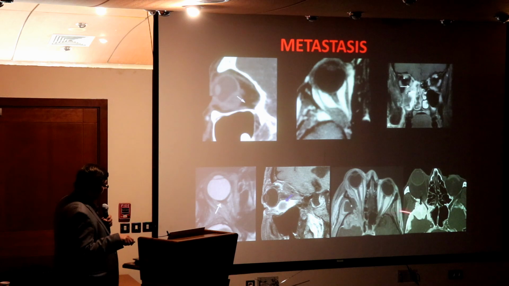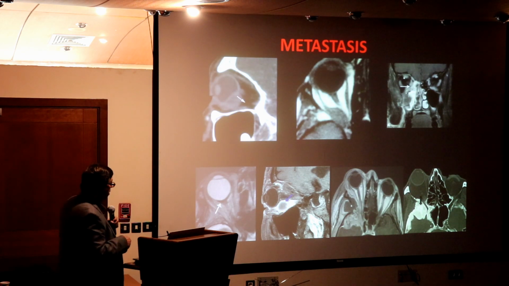Now, these are examples of metastases from anywhere in the body. And look at here, they go into peculiar spaces, peculiar places, these tumors. And they could be lytic or they could be osteoplastic.